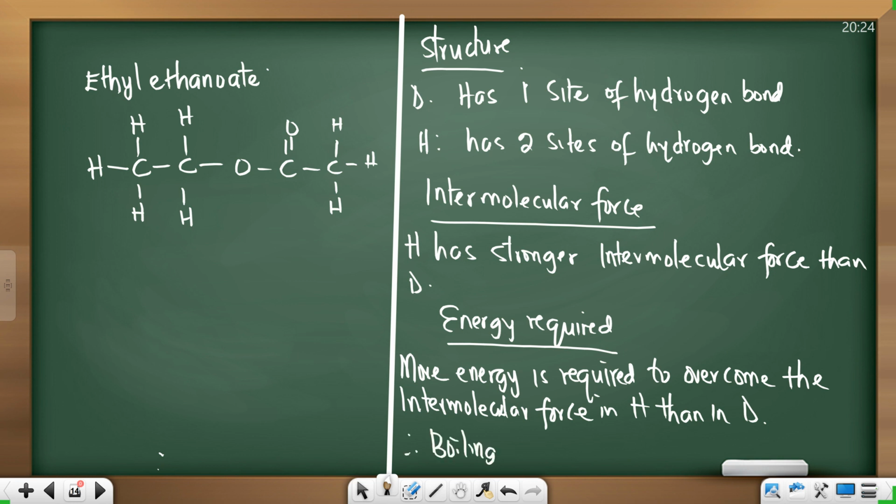The boiling point of H is higher than that of D. Guys, I hope it makes sense, please. Talk to me. I hope you are good with the structure and the pattern of answering the question. I need to hear from you. Let's move on.